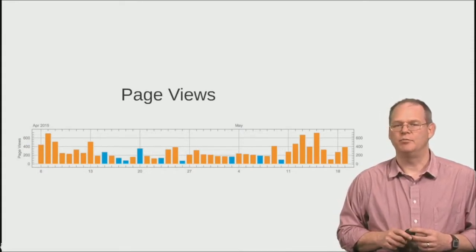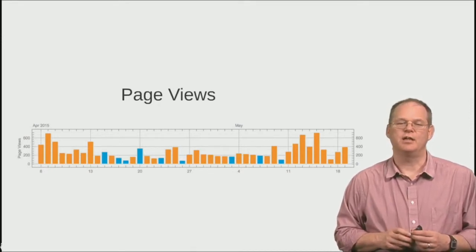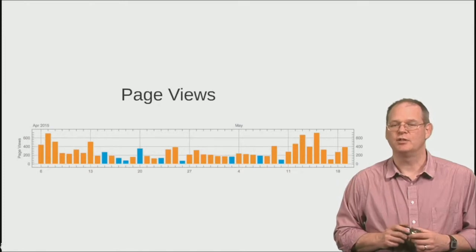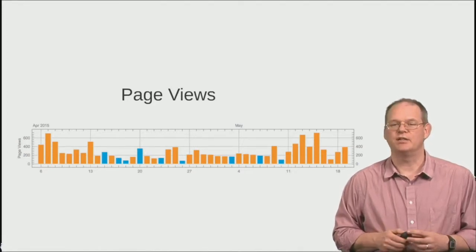Now the blue columns are the assignments in your course. So you can see how often students are looking at the particular assignments. And when you hover over these, you'll see exactly which page it is that students are looking at.